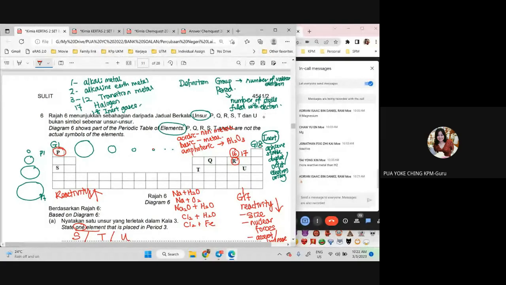So you must remember, your acidic oxide can only react with alkali. For the basic oxide, it will only react with acid. But amphoteric is the oxide that can react with both acid and alkali. So that one is chapter 4.